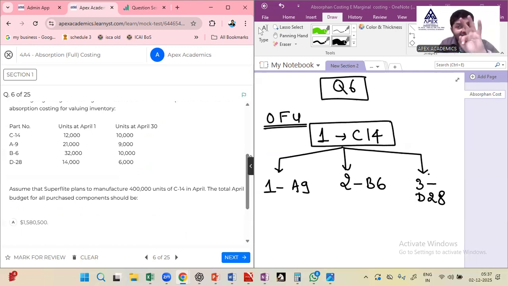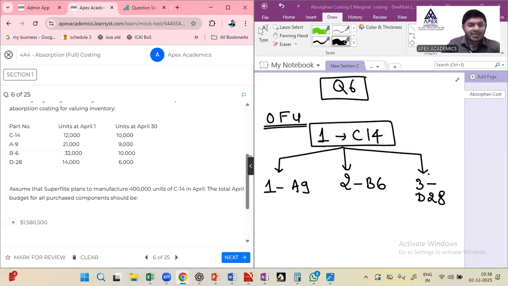Here there are three costs to consider. First is the material cost that will go in making C14. Second is the labor and variable cost. And the third is the fixed factory cost. These three items you have to consider. And there is a question in our LMS which is concerned with this particular aspect. But this particular question is not concerned with the valuation of closing stock.